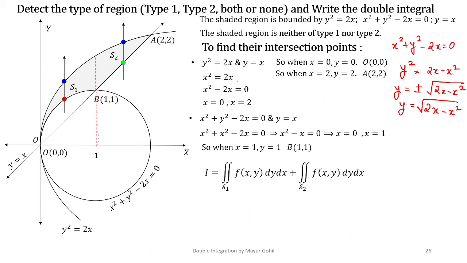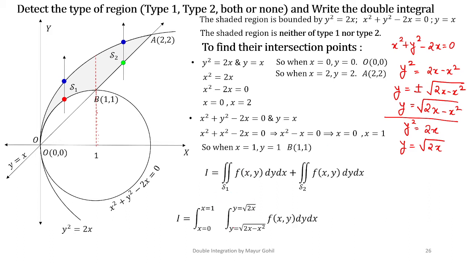And for the parabola, you will have y square equals 2x, and so the positive square root for the parabola will give you square root of 2x. So what you have here, the first integral is this way, and the projection being from 0 to 1, the limits of x are x equals 0 to x equals 1.